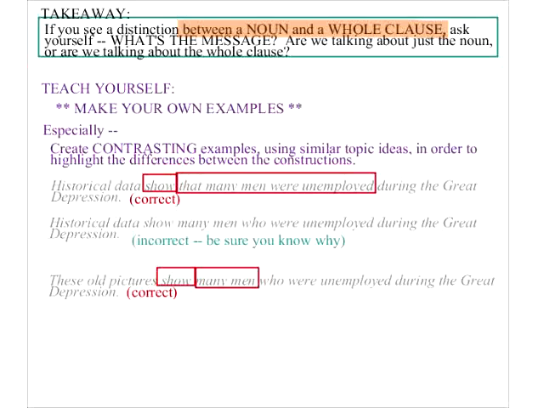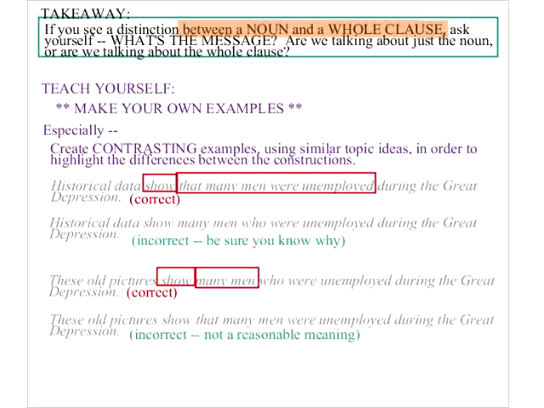Also, in this case, "these old pictures show that many men were unemployed during the Great Depression." This is also not reasonable because a picture can't show that someone doesn't have a job. So not a reasonable meaning. So it helps to construct your own examples from these kinds of things.